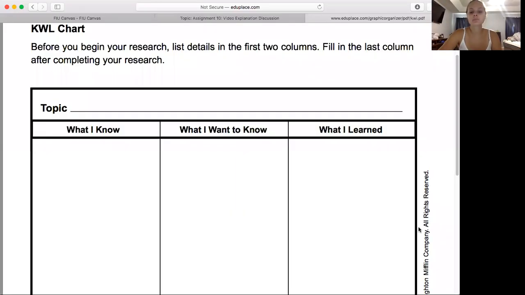I took a picture of the questions because I'm going to share my screen and I want to make sure that I answer them all. So my graphic organizer of choice is the KWL graphic organizer that looks like this. A KWL chart is you have a column for what I know, the middle is what I want to know, and then what I learned.